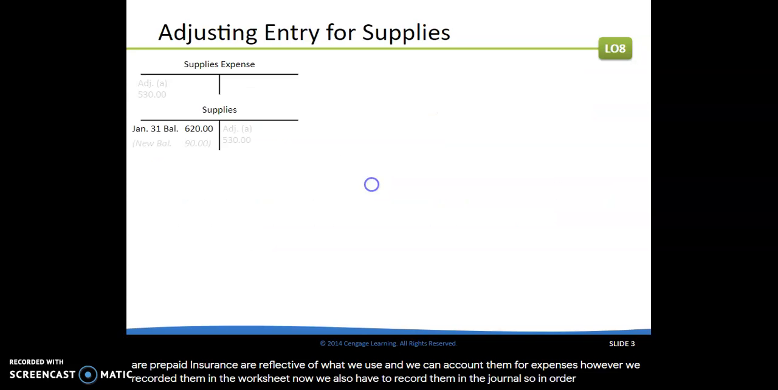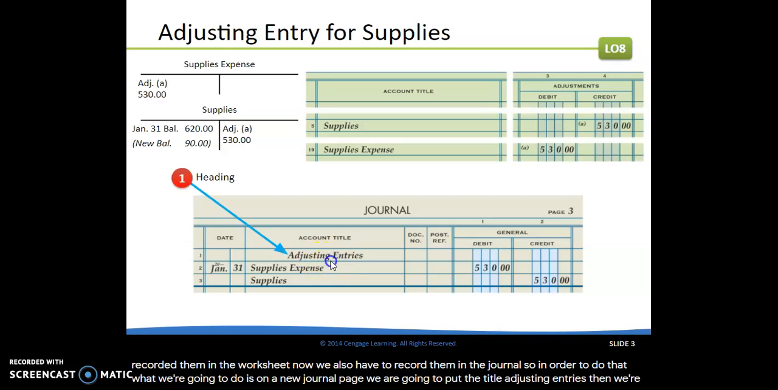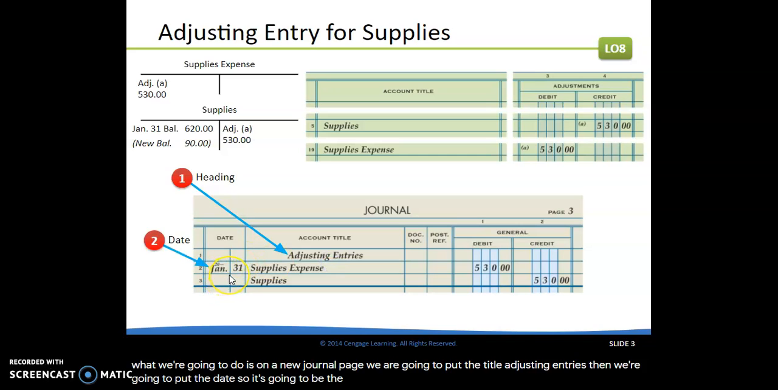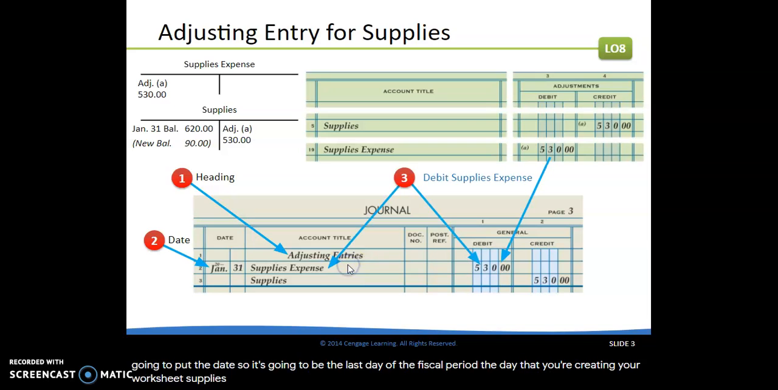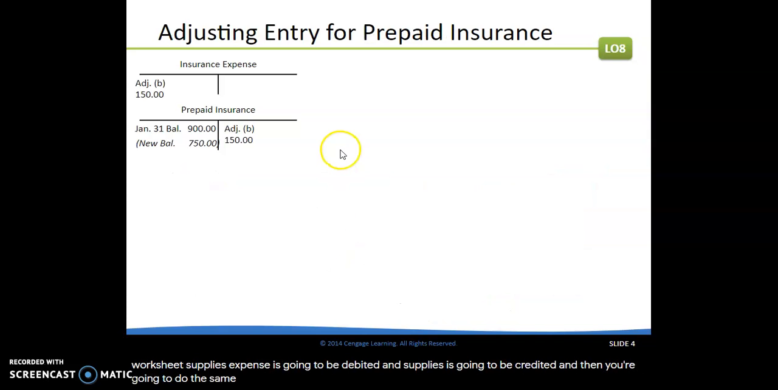So in order to do that, on a new journal page, we are going to put the title Adjusting Entries. Then we're going to put the date, which is the last day of the fiscal period, the day that you're creating your worksheet. Supplies expense is going to be debited, and supplies is going to be credited. And then you're going to do the same thing for prepaid insurance.